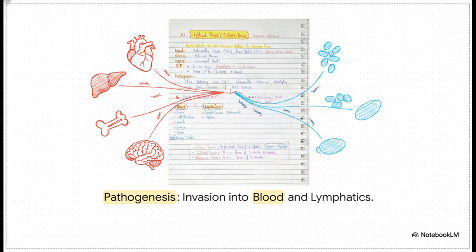First, it hits the blood, setting up shop in organs like the liver, the gallbladder, the heart, lungs, brain, and even bones and joints. This blood-borne spread, that's what drives the profound constitutional upset. Second, it invades the lymphatics, specifically zeroing in on the abdominal lymph nodes and the spleen. And it's this local lymphatic invasion that causes the severe GI upset.